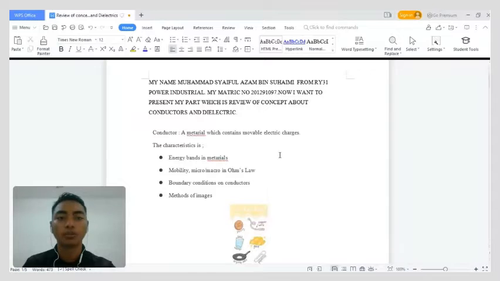Now I want to present my part, which is review of concept about conductor and dielectric. Okay, now I go to conductor. The definition of conductor is a material which contains movable electric charge. The characteristics are: first, energy band in material; second, mobility, micro and macro in Ohm's law; third, boundary condition on conductors; and the last one is method of image.